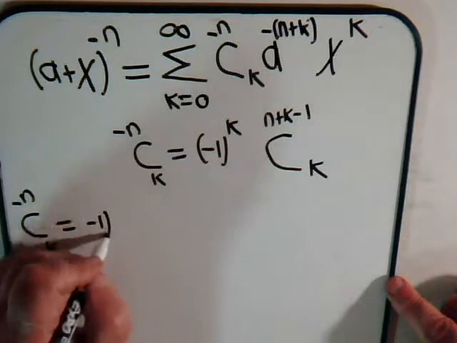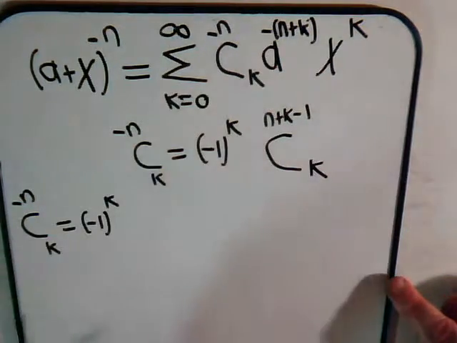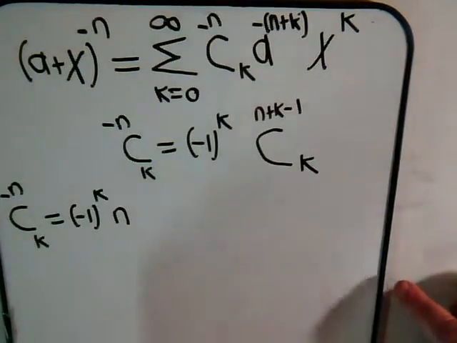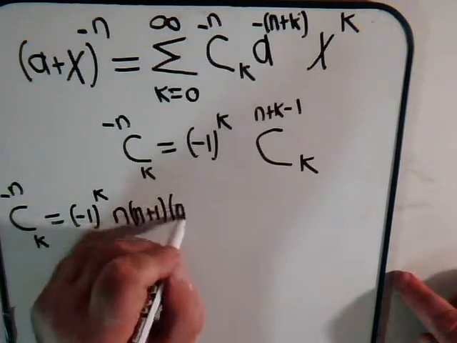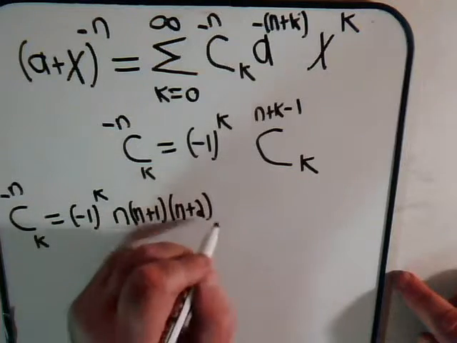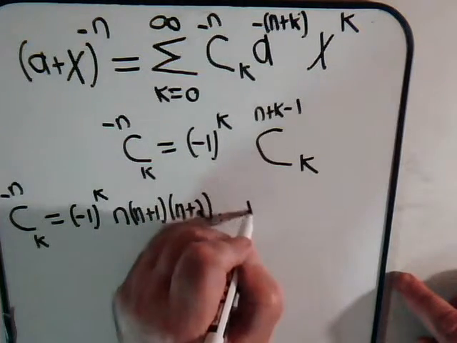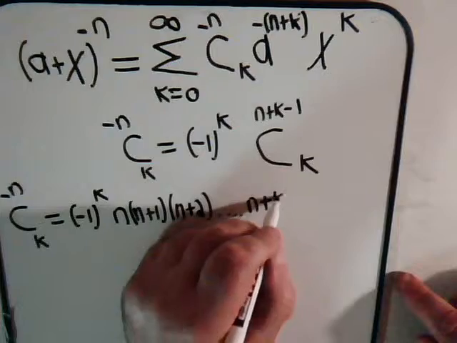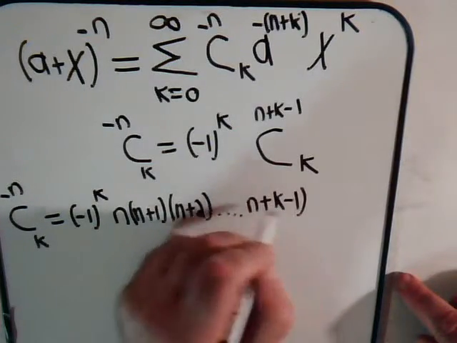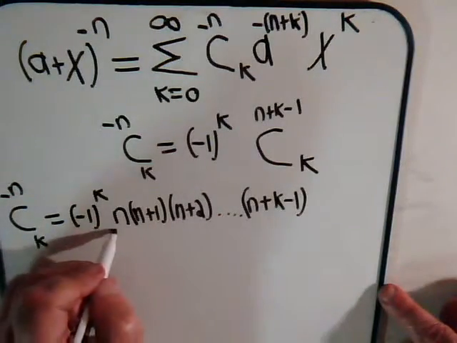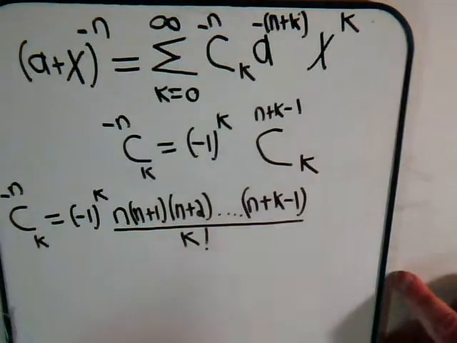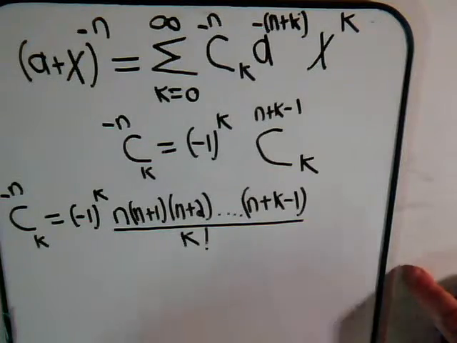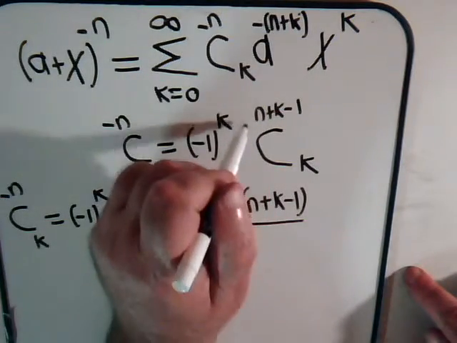Now, remember from the previous video, from part 5, that this is equal to minus 1 to the k times n times n plus 1, and they keep increasing like this up until we reach n plus k minus 1. And this is divided by k factorial. Now what is this equal to? Just this part.